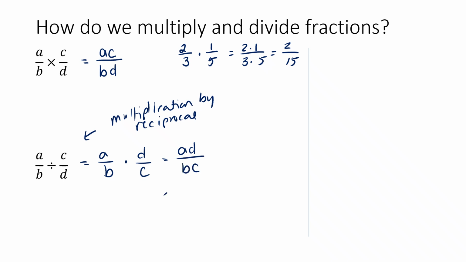So if you were to do 2/3 divided by 1/5, that would be 2/3 times 5 over 1, which would be 2 times 5 over 3 times 1, or 10/3. Okay. So that's how that would work.